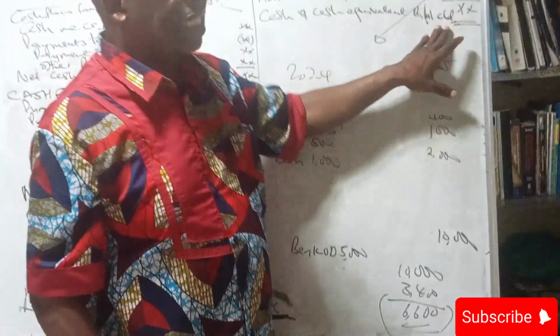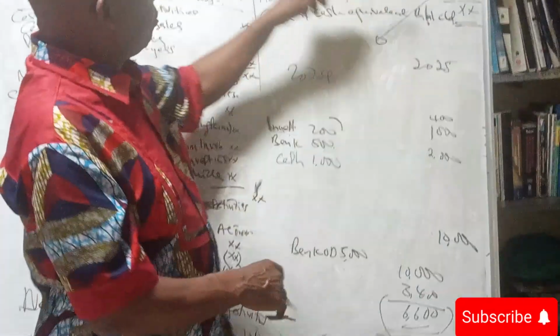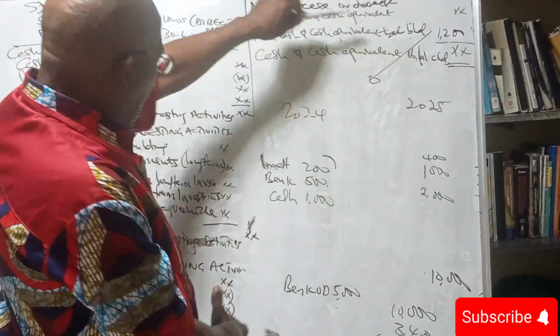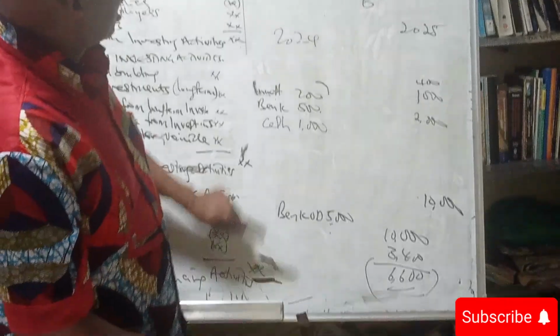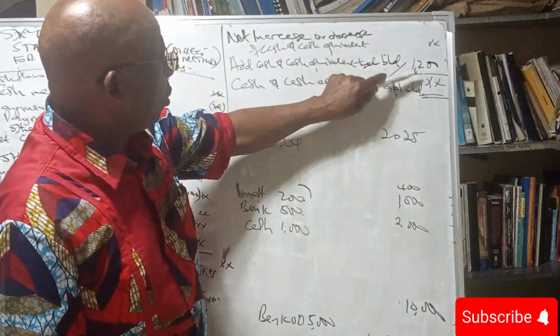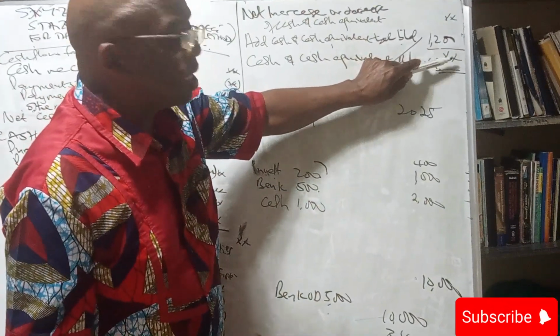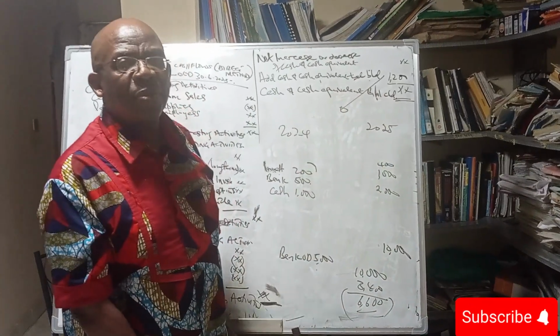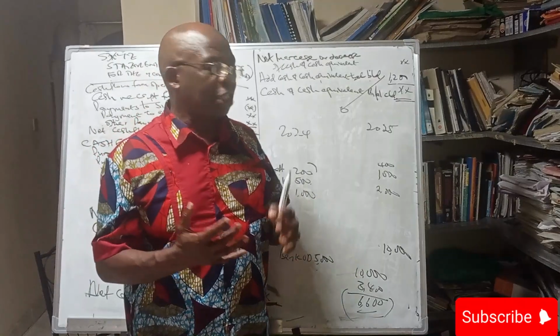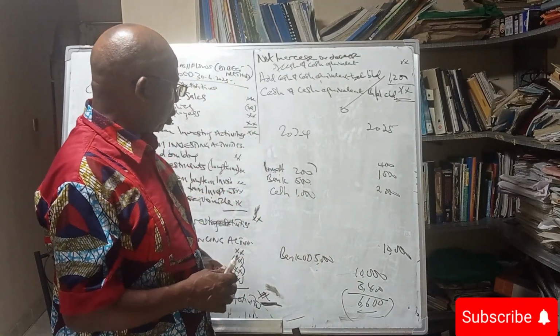Negative 6,600. Now, after adding this and this and this, and adding this, if we do not get negative 6,600, we have made a mistake somewhere, and we must look for a solution.